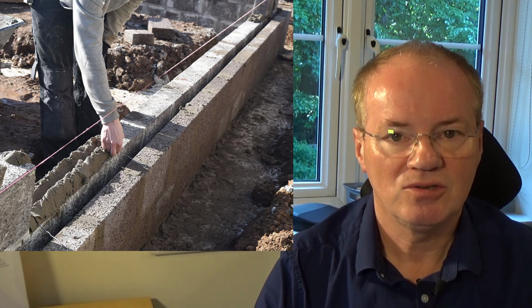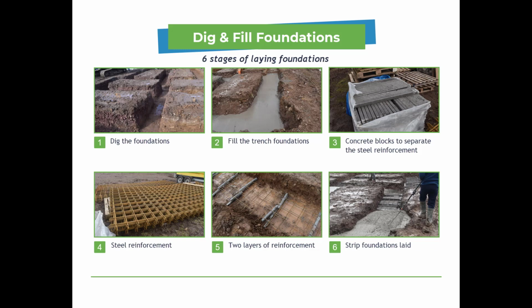So just in summary, what we've covered here is six stages of laying foundations, which is: dig the foundations, fill the trench foundations, concrete blocks to separate the steel reinforcement, applying the steel reinforcement, which is two layers, so there's two layers of reinforcement, and then laying the strip foundations. Of course, the trench foundations were laid and then the strip foundations. So then we have the complete base ready for the block work.